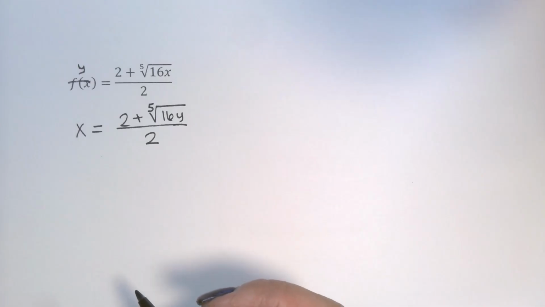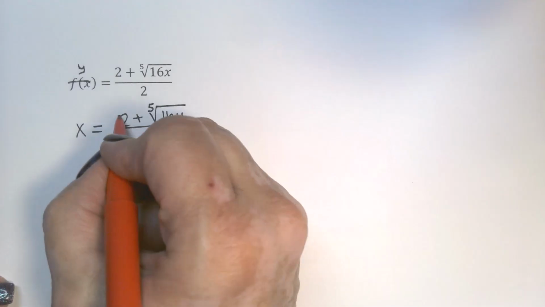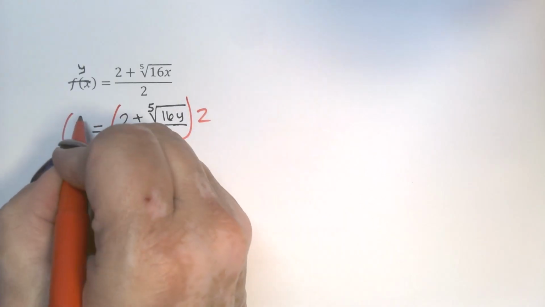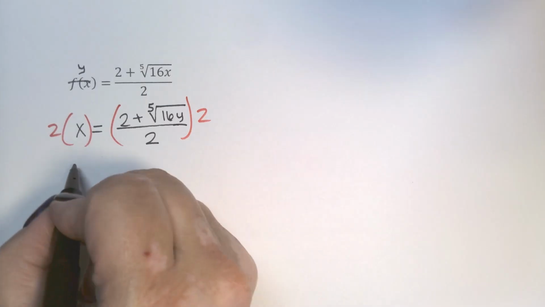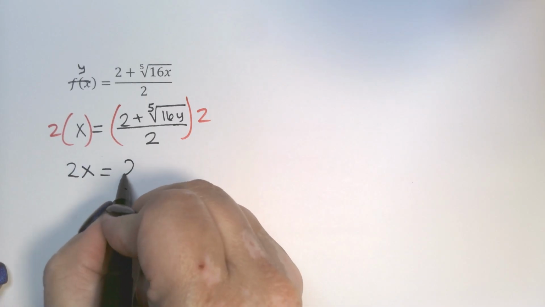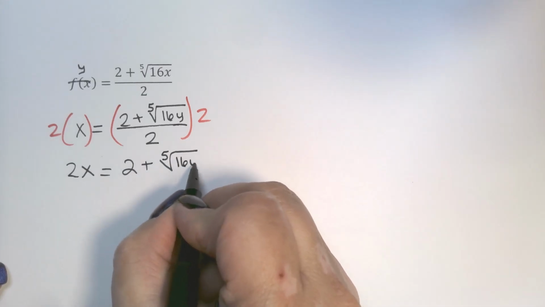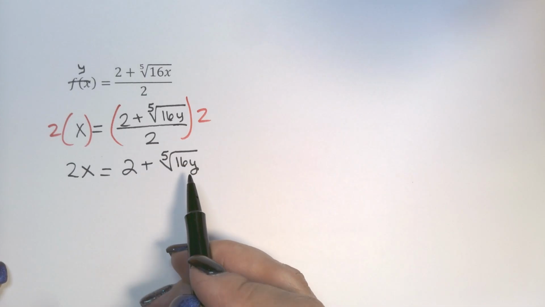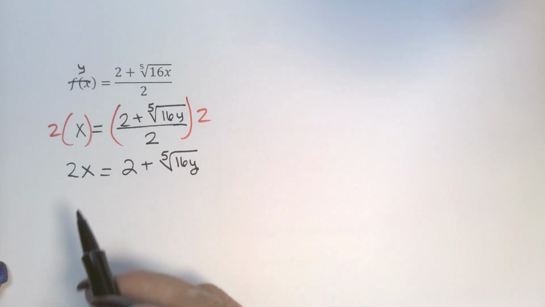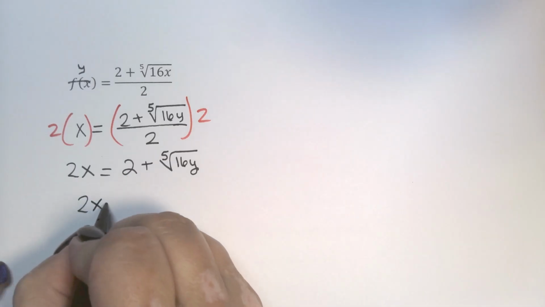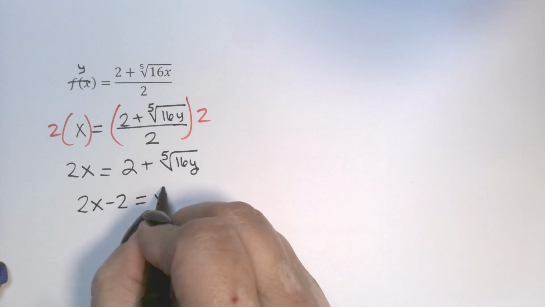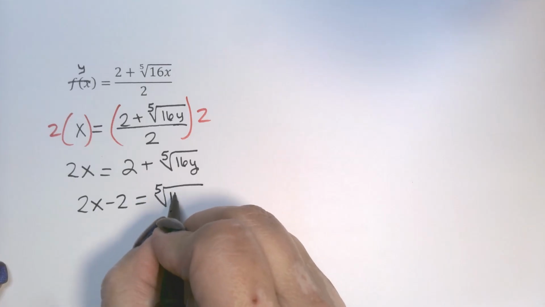But what we can do next is multiply both sides by 2 to clear that fraction. And we now have 2x equals 2 plus 5th root of 16y. You're trying to get y to be by itself. So let's subtract the 2 from both sides. 2x minus 2 equals 5th root of 16y.